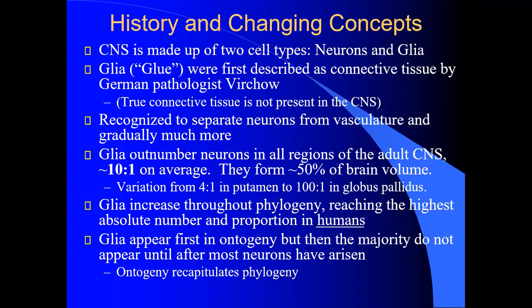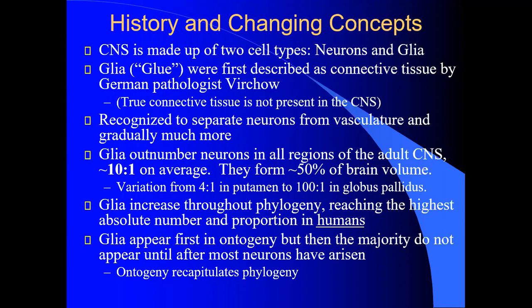Eventually, it was recognized that the glial cells separate neurons from the vasculature. Neurons do not come in direct contact with the vasculature in any setting that I can think of. There's always a glial cell interposed between them. Then it was realized that glia outnumbered neurons by quite a bit. In all regions of the adult human central nervous system, there are about 10 glia for every neuron.